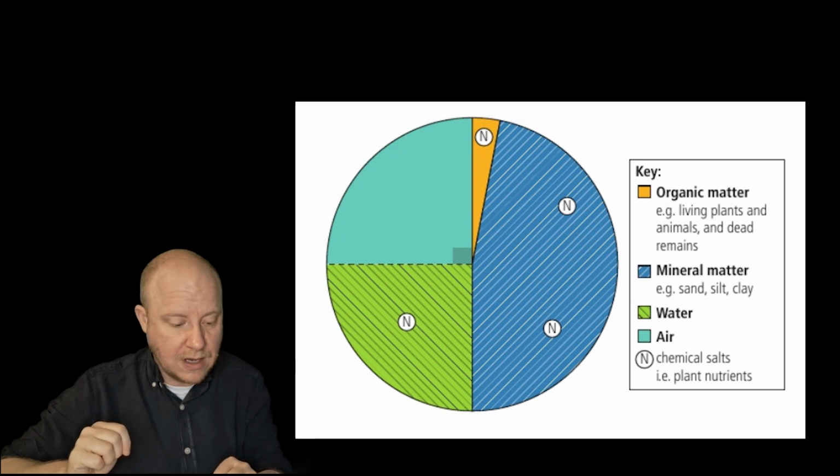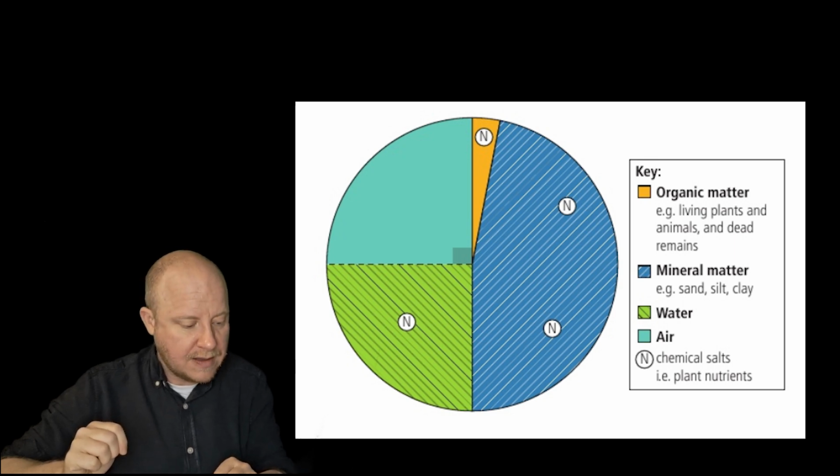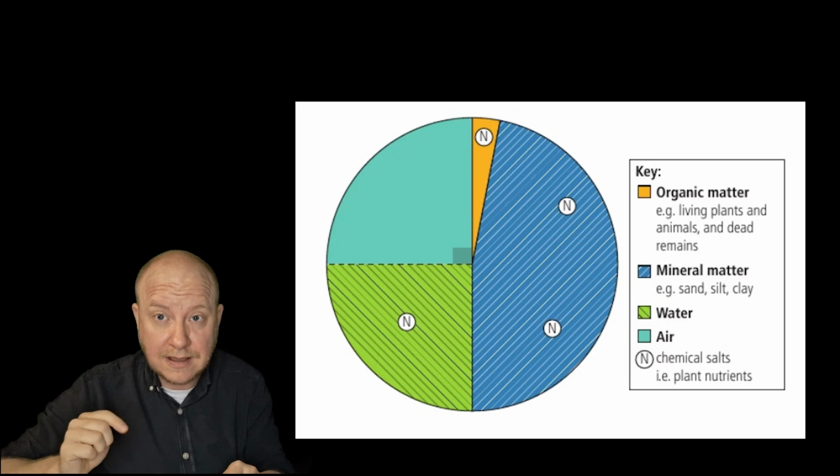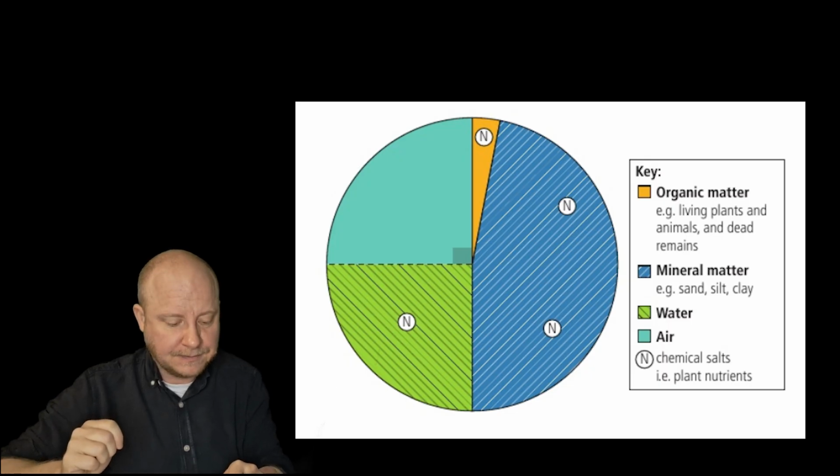You can look here at figure 5.3, the main components in soil. You've got your orange organic matter, your blue stripy mineral matter, which is sand, silt, and clay. You've got your green stripy water, and you've got your teal dotted air. And then it also shows chemical salts, which are plant nutrients.